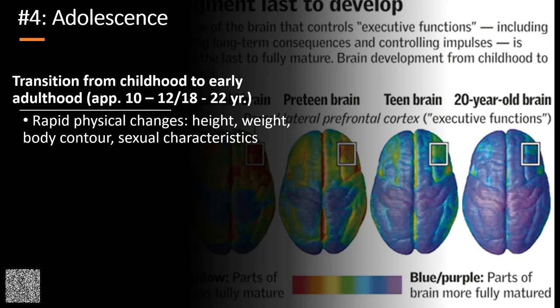Major changes, obviously, like everything related to puberty. We'll talk about how puberty also has a huge influence on psychology, especially on identity and how the kid sees themselves, or how the youth sees themselves. There are rapid physical changes: height, weight, body contour, shape, sexual characteristics, right? Puberty. So there's a physical change that's happening.